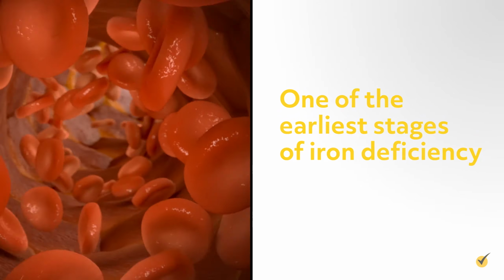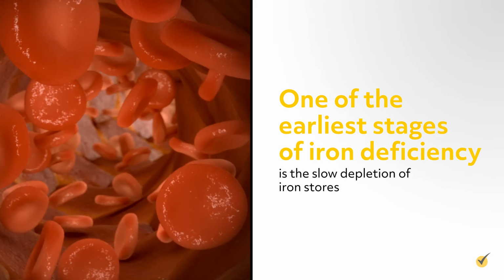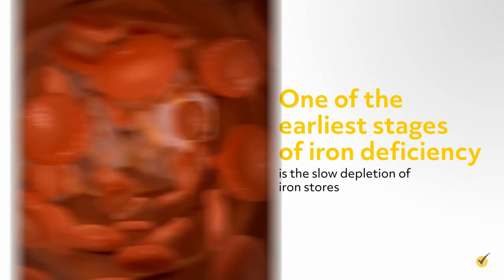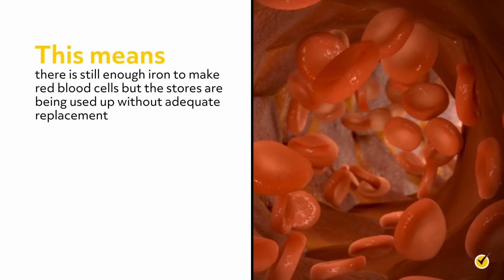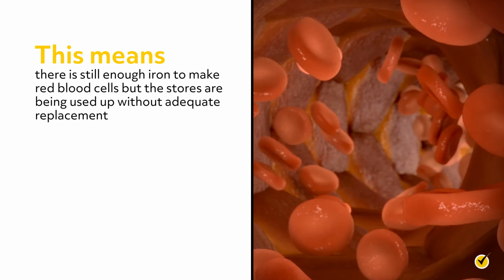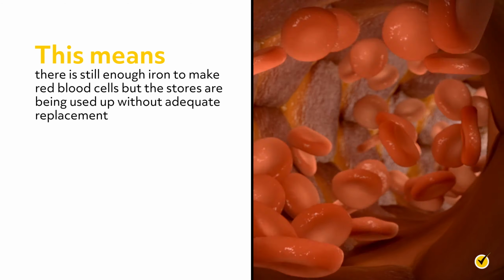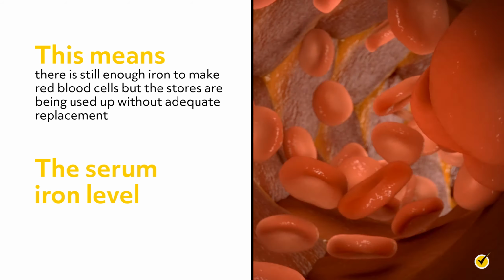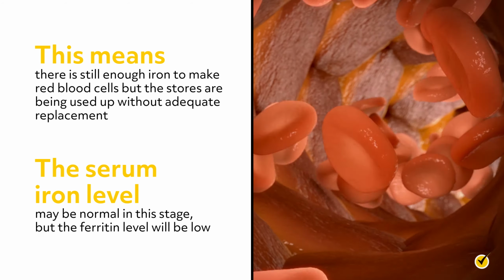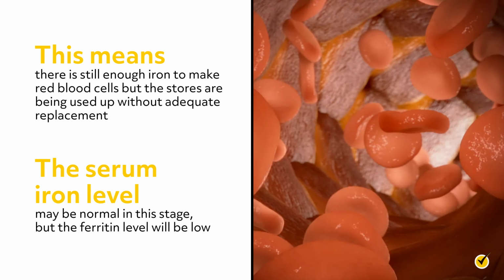One of the earliest stages of iron deficiency is the slow depletion of iron stores. This means there's still enough iron to make red cells, but the stores are being used up without adequate replacement. The serum iron level may be normal in this stage, but the ferritin level will be low.